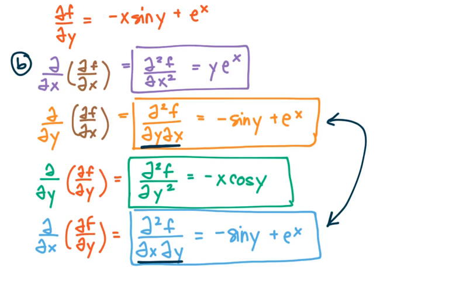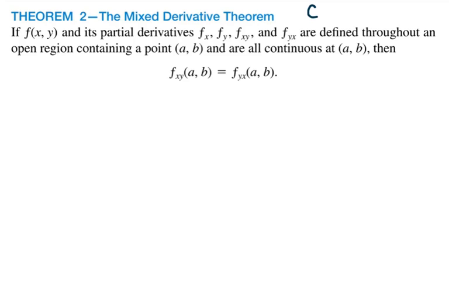So here we have the mixed derivative theorem, or Clairaut's theorem. And so what we have here is if we have a multivariable function and all these partial derivatives are defined on an open region, well, we don't say an interval because an interval would be on a line, so on an open region containing some point, if all of the derivatives are continuous at that point, then both of these second partial mixed derivatives are going to be equal.